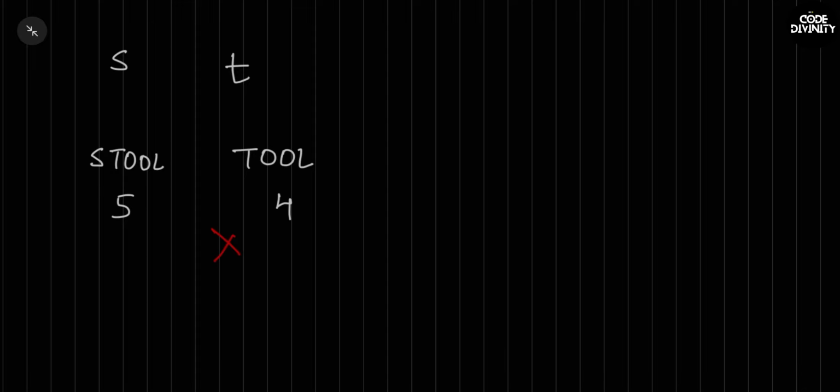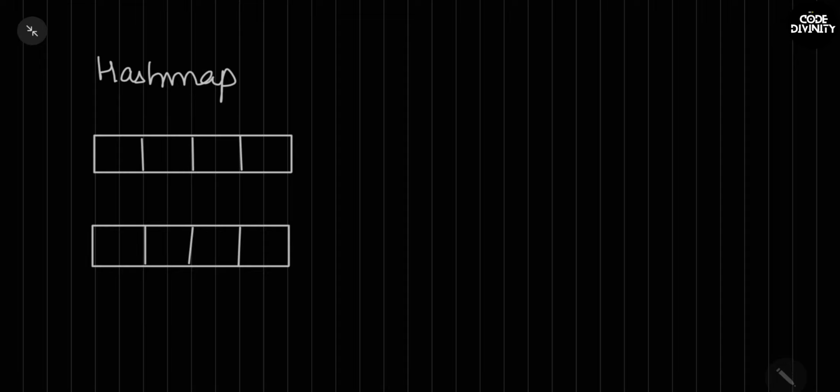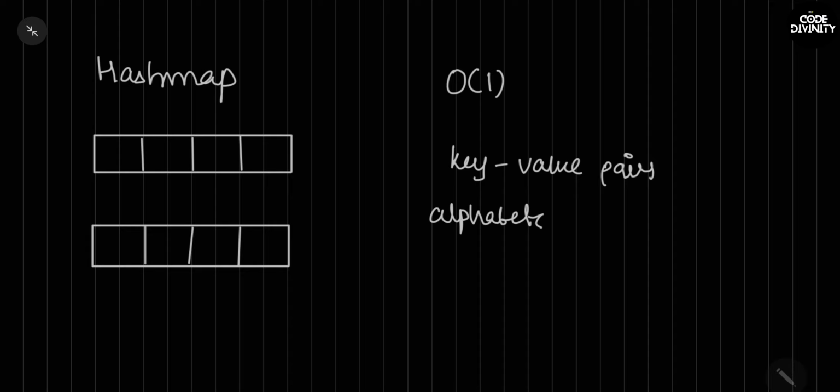Now let's formulate the algorithm for this problem. For this problem statement, we will use a special data structure called hash map. Hash map is a special kind of data structure as the value stored in a hash map can be fetched in big O of 1 time complexity. So it is a very fast data structure and uses index to fetch the value. In the hash map data structure, we store the data in the form of key value pairs. Now for our problem, the key will be the alphabets which are occurring uniquely in each of the string, and the value will be the count of those or the occurrences of those in the string.